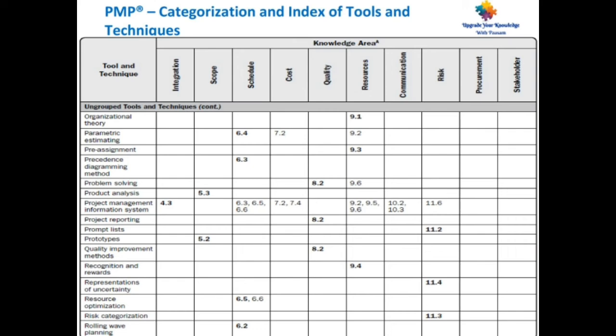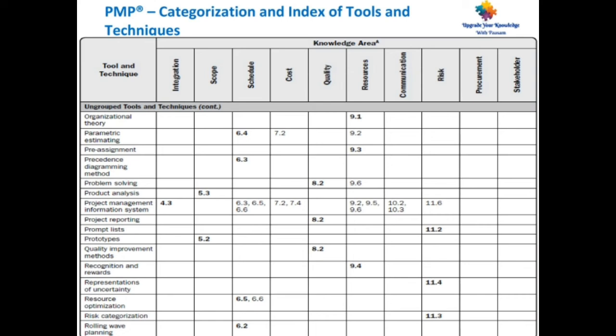Pre-assignment used in resources and estimate activity resources. Then precedence diagramming used in schedule. Problem solving used in quality 8.2 and resources 9.6. Product analysis used in scope. Project management information systems is used in integration, schedule, cost, resources, communication and risk.